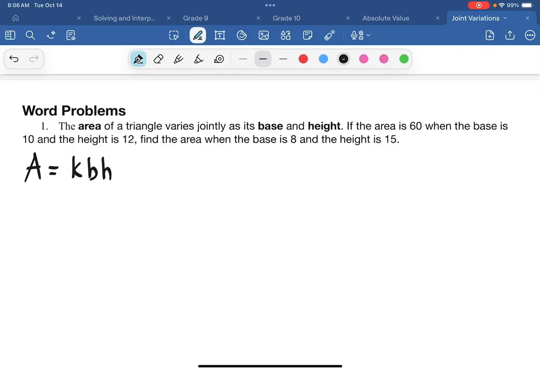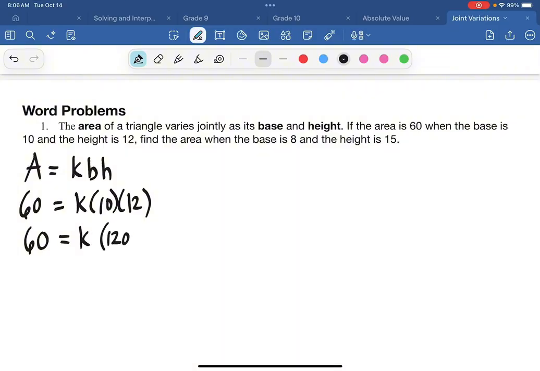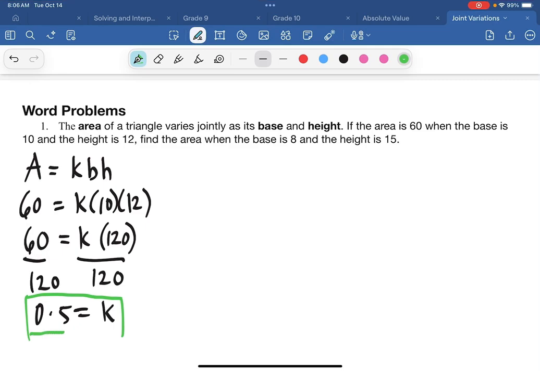Here, if the area is 60 and the base is 10 and the height is 12, so we get 60 equals k times 10 times 12, which is 120, and then divide both sides by 120. So the value of k is 0.5 or 1/2.